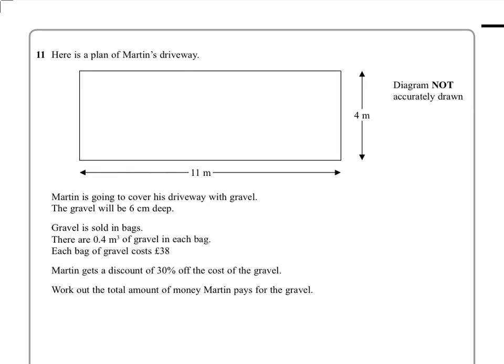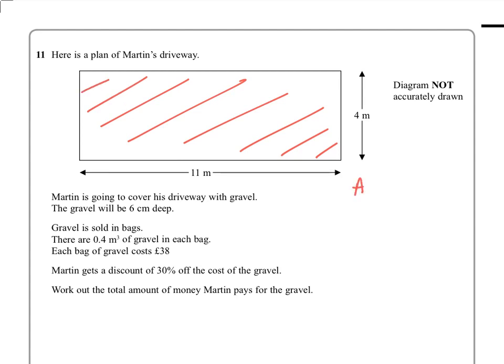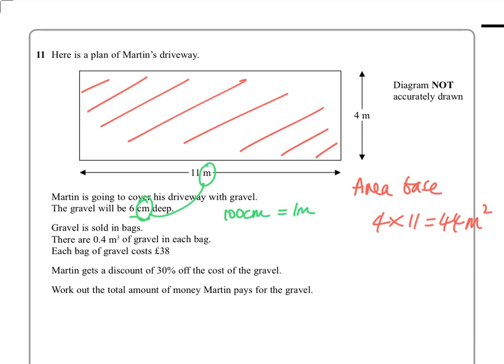So, it gives you the driveway, which is good because you know that's going to be 4 by 11. So you know the area of the base is going to be 4 by 11, which is 44 metres squared. Then you also know it's got to be 6 centimetres deep. Now here's the first thing that's going to catch out students. You really should think about making the conversions the same. And what I mean by that is there's 100 centimetres in 1 metre. So 6 centimetres, well, what's that going to be? Well, it's going to be 0.06 metres.